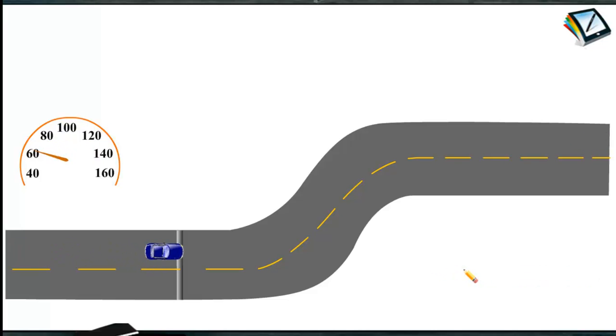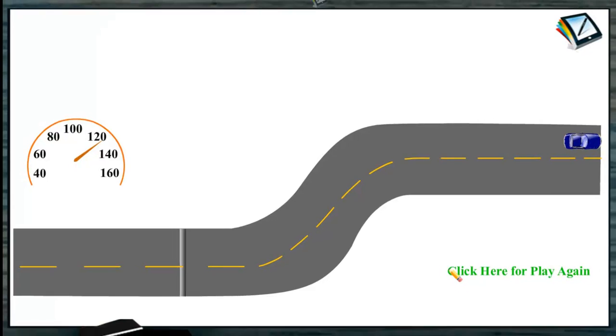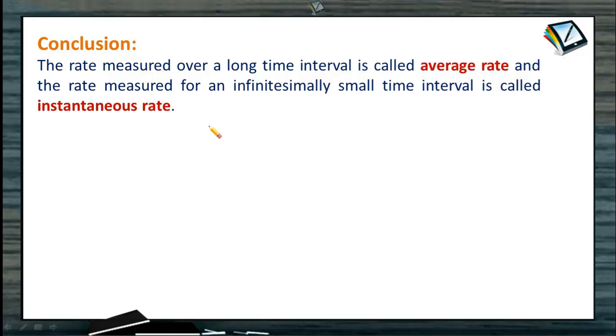And the rate at which the car was moving at any instant, that is the instantaneous rate, is changing from time to time. For a moment I will leave the term instantaneous rate; we will discuss that one later on. So that is the meaning of the average speed or the average rate. So what is the conclusion here? The rate measured over a long time interval is called the average rate, and the rate measured for an infinitesimally small time interval, meaning a very minute time interval, is called the instantaneous rate.